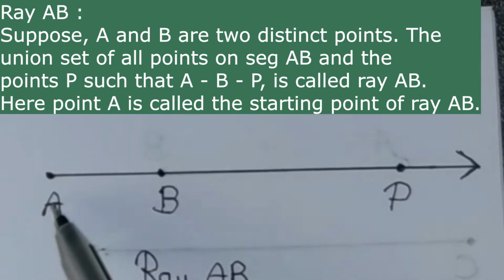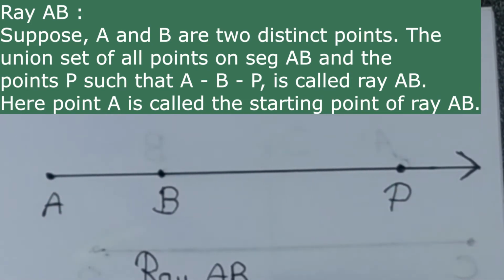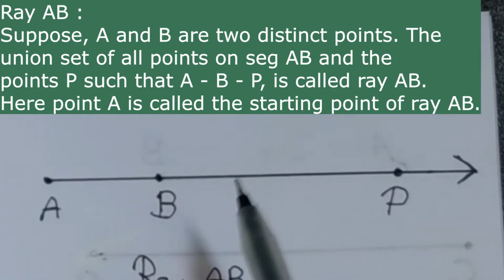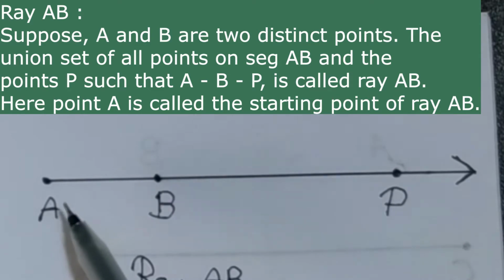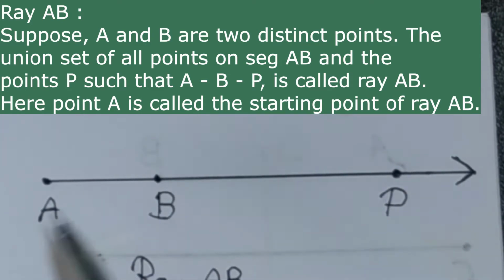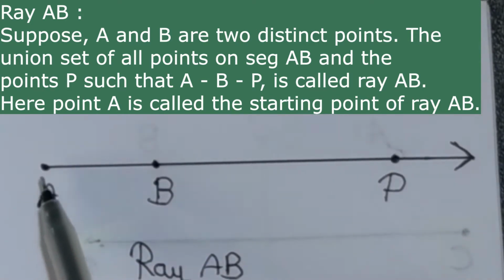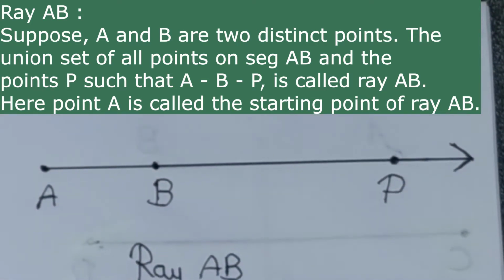And how will you name the ray? First we write the name of the end point. The end point should come first and then the remaining point will come. The naming for a ray should start with the end point. So ray AB. It will go like this. So we name a ray starting from the end point.